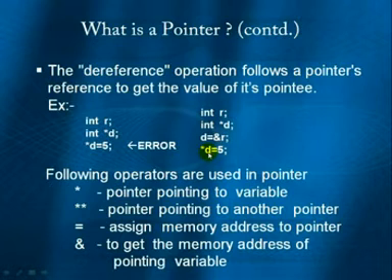These following operators are used in pointers. The asterisk sign indicates that we can declare a pointer using this. The double asterisk sign indicates we can declare a pointer which can point to another pointer variable. The equal sign can be used to assign a memory address to a pointer. And we have the AND operator to obtain the memory address of a variable.